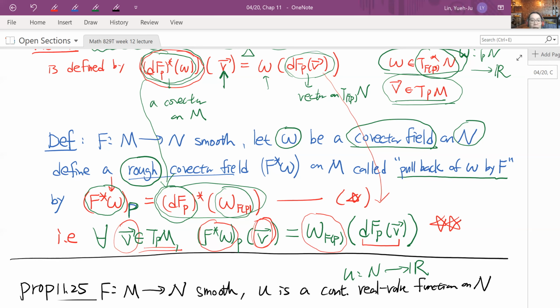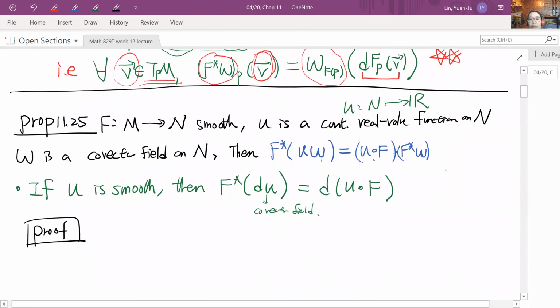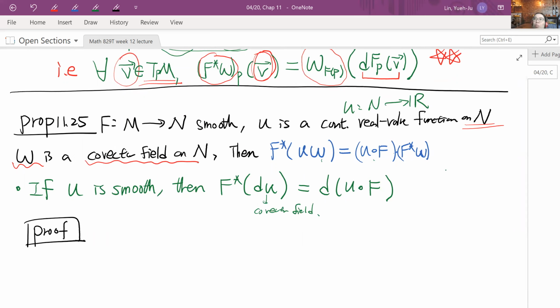Okay. So now, last time I remember this is where we stopped, we have this nice tool that is going to be very helpful for our future computation. So this says that if you have this smooth map F and you have this continuous real valued function on N, meaning from N to R, and you also have W to be a covector field on N. From now on, most of the time our covector field will be on the codomain because we want to do the pullback. And there are two things we can prove.